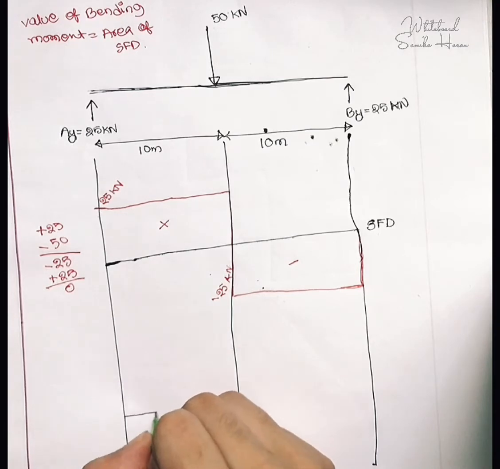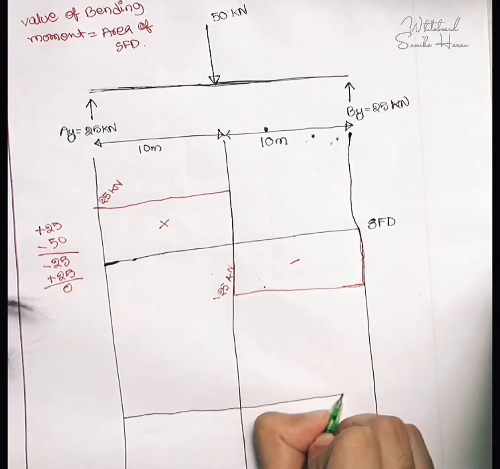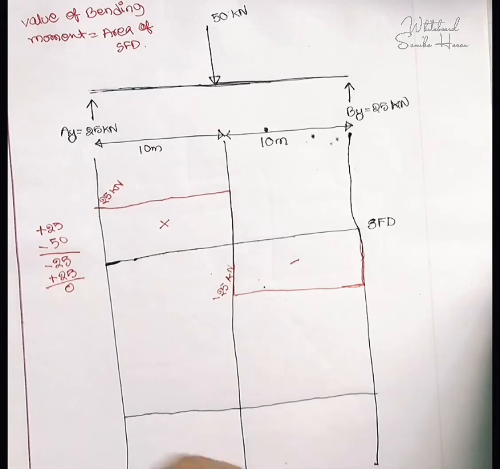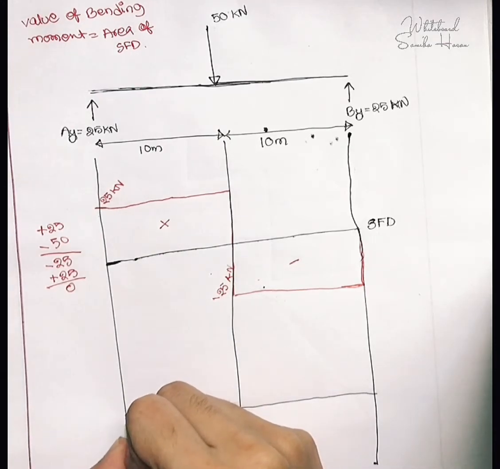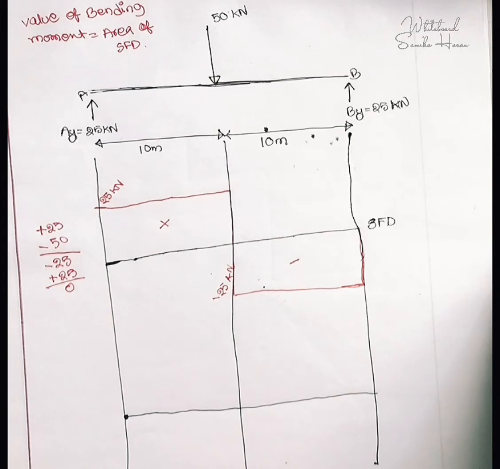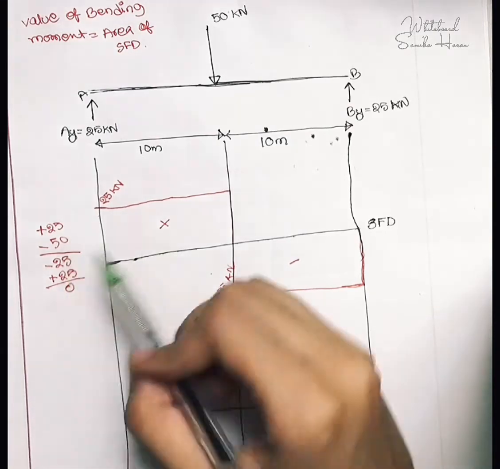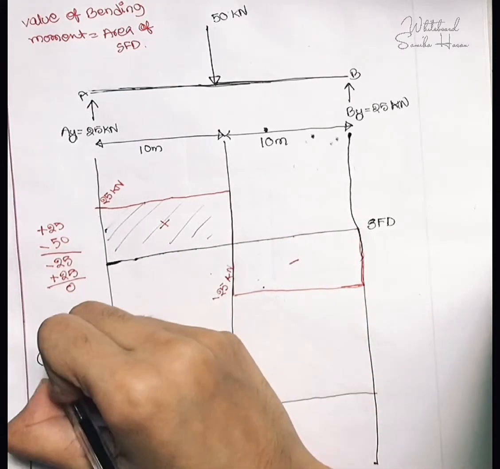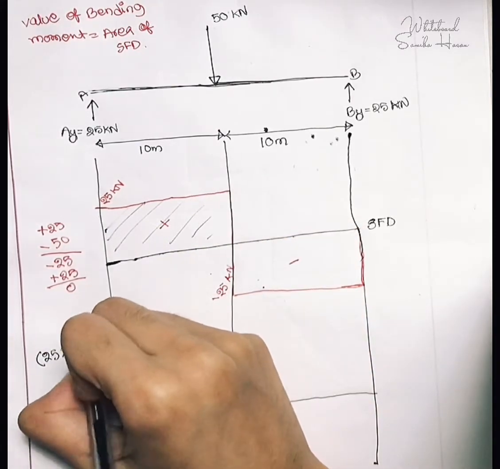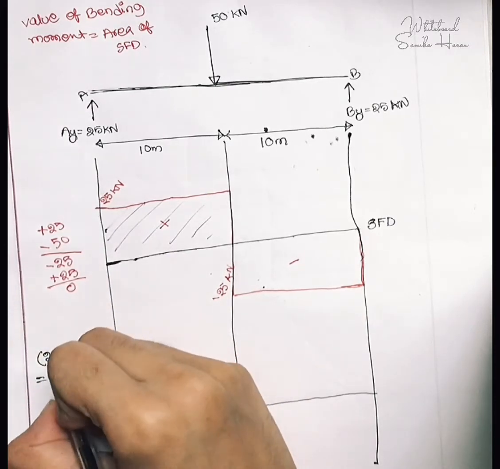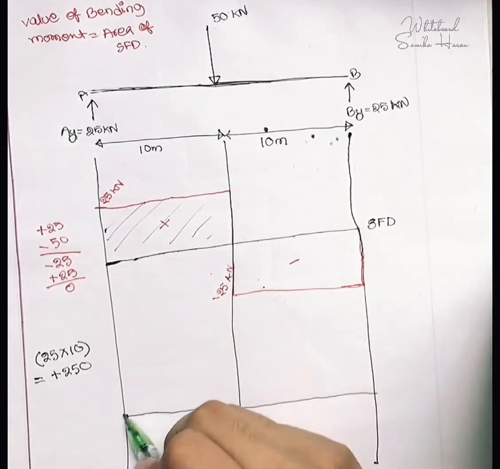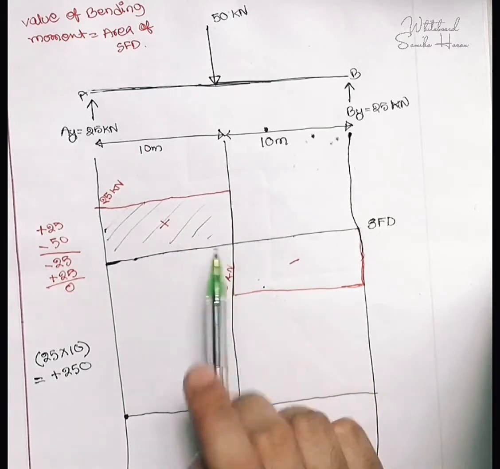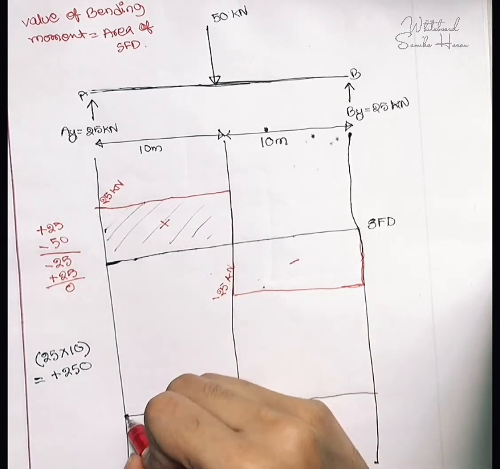Let me draw my line over here, and at the supports there are no moments, so the value of the moment will be 0 at the support. Now I know that the value of my bending moment is equal to the area of the SFD. So the area of this portion will be 25 into 10, and this is positive, so positive 250. As this is a positive area, the slope of my bending moment will be positive.